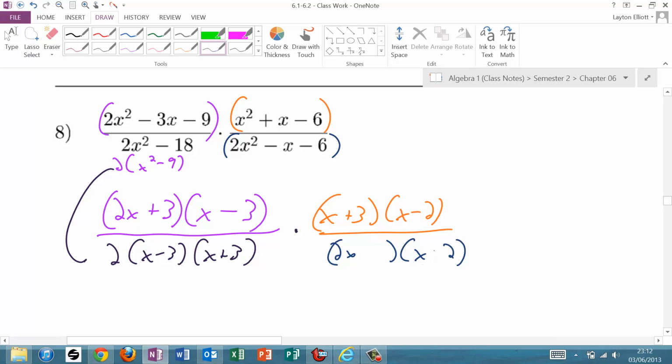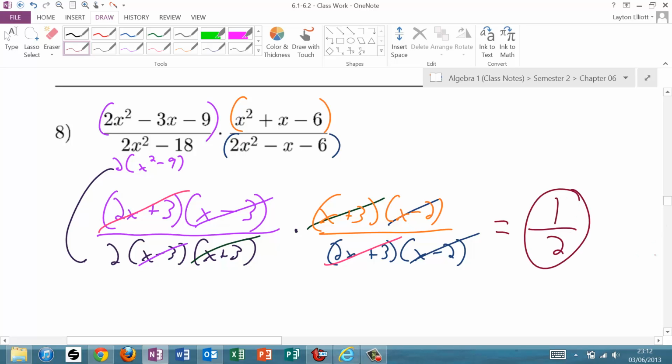And I want to do a 2 here and a 3 there, so I have 4 and 3, minus 4 plus 3. And now we're going to cancel again, so let's look for anything that's similar. 2x plus 3, 2x plus 3. X minus 3, x minus 3. X minus 2, x minus 2. X plus 3, x plus 3. So all those factors canceled except for the 2 in the denominator. I'm left with a fraction bar and a 2 in the denominator. And since everything canceled, that's just a 1 in the numerator, and this is just 1/2.